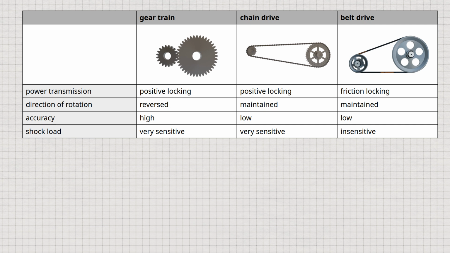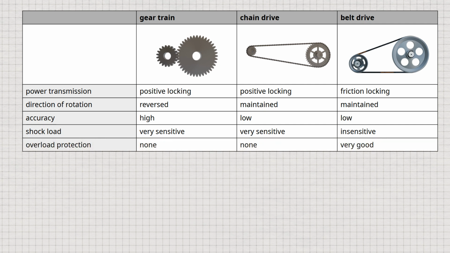In contrast, belt drives have excellent damping characteristics due to the elasticity of the belt and are relatively insensitive to shock loads. In addition, belt drives have a natural overload protection because in the event of an overload, the belt simply slides over the pulleys, protecting the entire transmission from major damage. This is not the case with gear or chain drives.